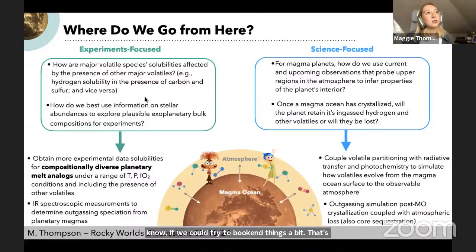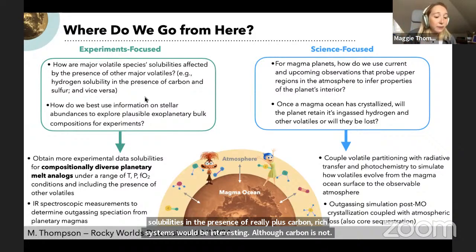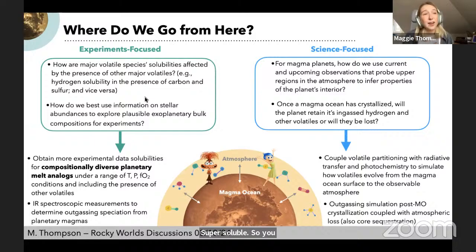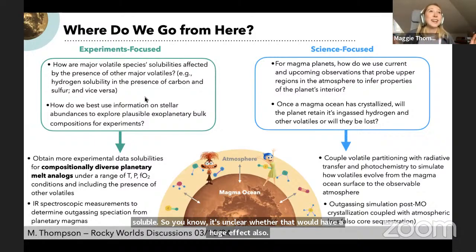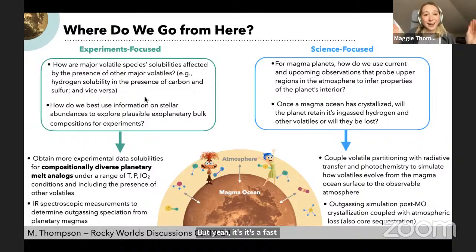This is why I think looking at something like hydrogen solubilities in the presence of really reducing, carbon-rich systems would be interesting. Although carbon is not super soluble, so it's unclear whether that would have a huge effect. Also sulfur, but it's a vast parameter space. I would say if we look at the most reduced and most oxidized possible end members, that would be a roughly good place to start. But even within that, I know there's a lot of uncertainty.